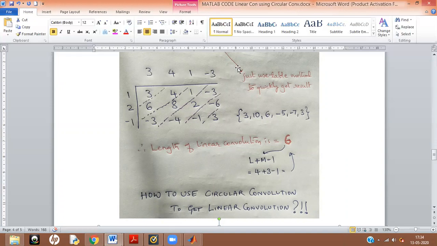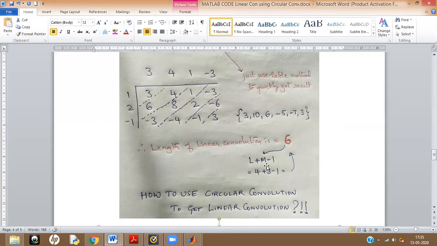Why 6? Because the length of the linear convolution is going to be 6. So you should decide based on the two input signals. If one signal is of length 4 and the other is of length 3, then you append two zeros to one and three zeros to the other. Assume each of the two signals is of length 3. Then it will be 3 plus 3 minus 1. 3 plus 3 is 6, and 6 minus 1 is 5.